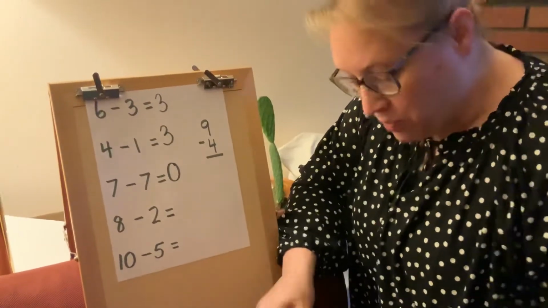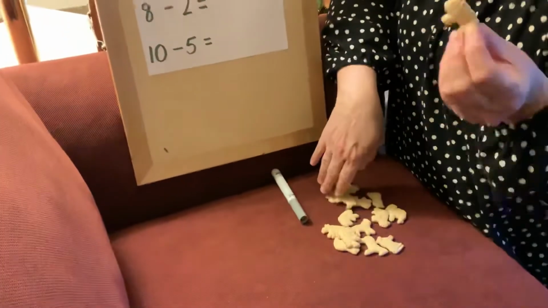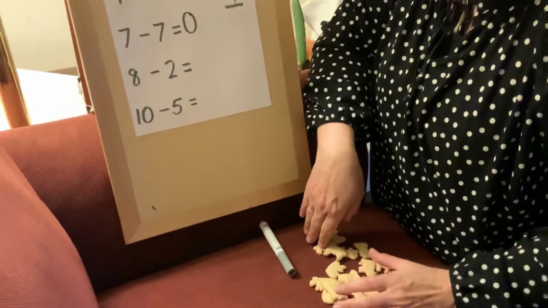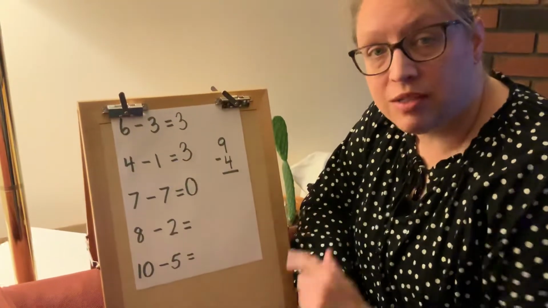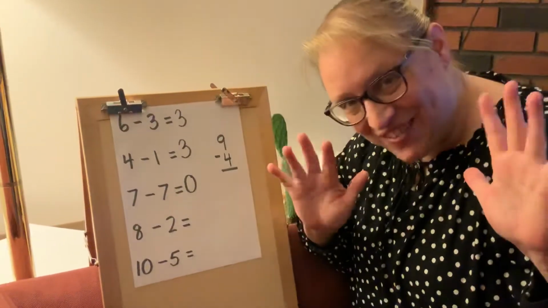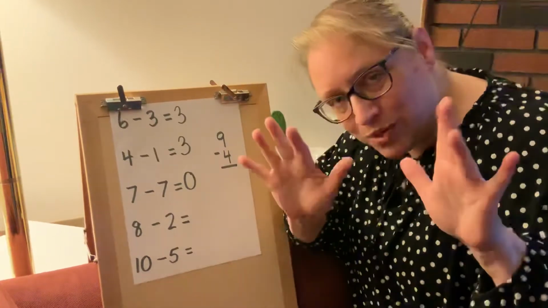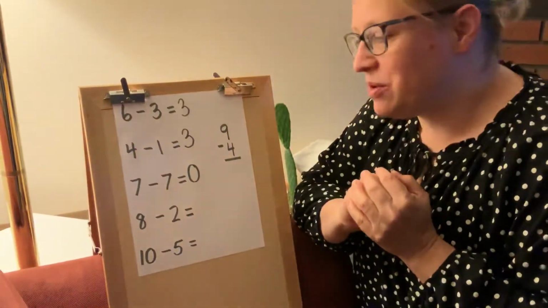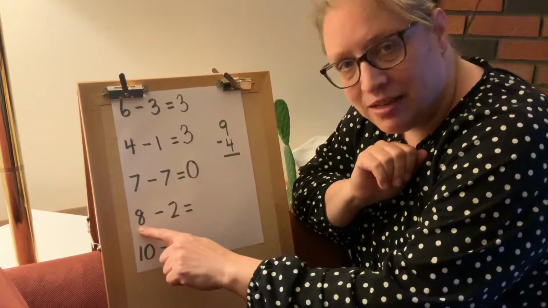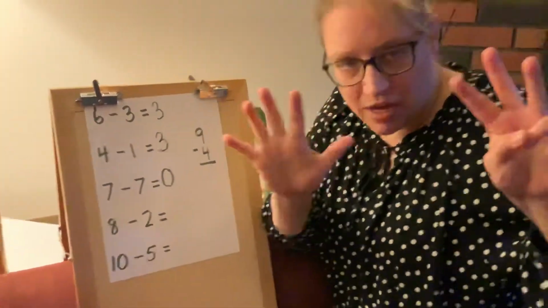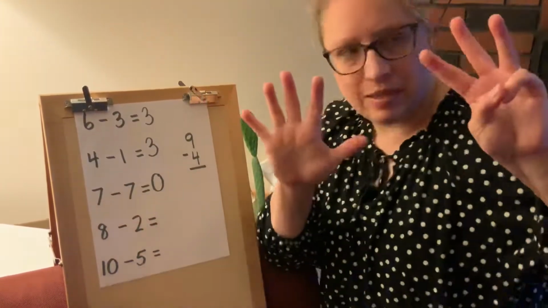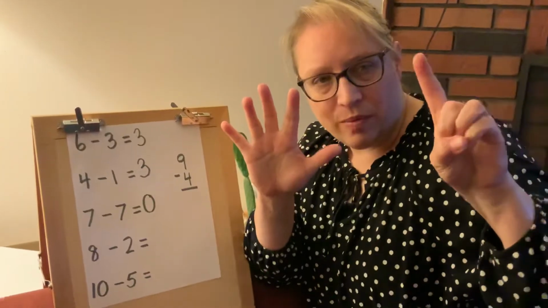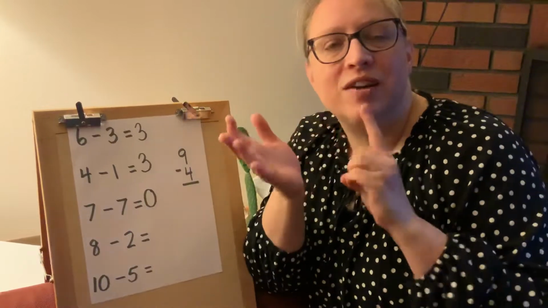Okay, so we can use some kind of counter like this, animal crackers or buttons or paper clips, whatever you have at home. That's one way that you can solve subtraction equations. Another way, you guessed it, use those tools that you carry with you all the time. So here we go. We're going to start with 8. I'm going to put 8 fingers on. And then I'm going to take away 2. So 8, take away 2, leaves 6. 1, 2, 3, 4, 5, 6.